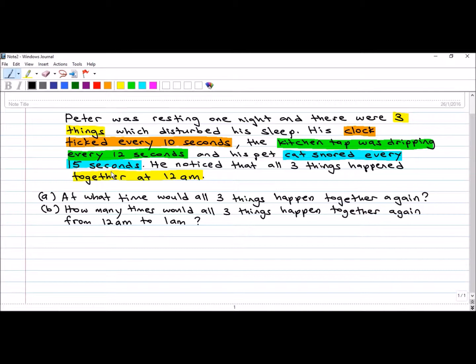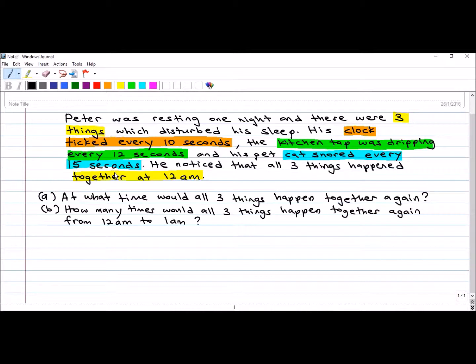Peter was resting one night and there were three things which disturbed his sleep. His clock ticked every 10 seconds, the kitchen tap was dripping every 12 seconds, and his pet cat snored every 15 seconds. He noticed that all three things happened together at 12 a.m. These are the two questions that you need to answer.